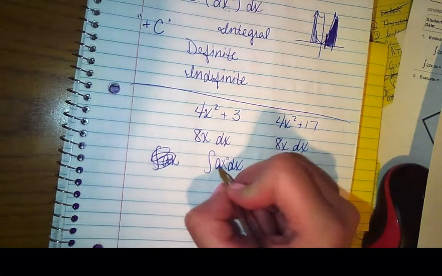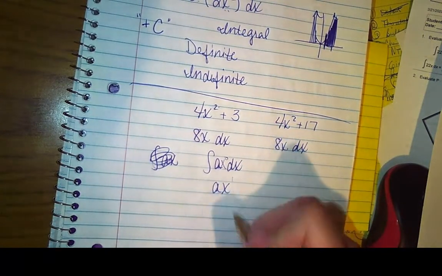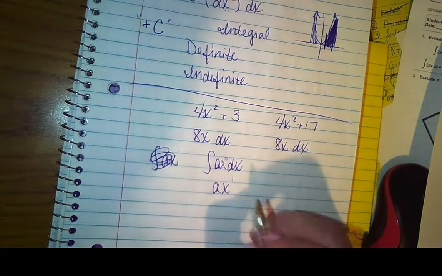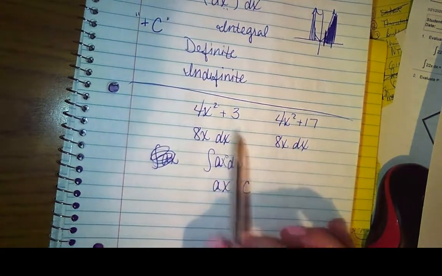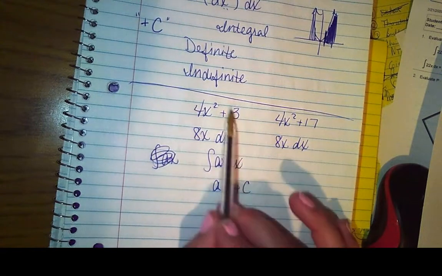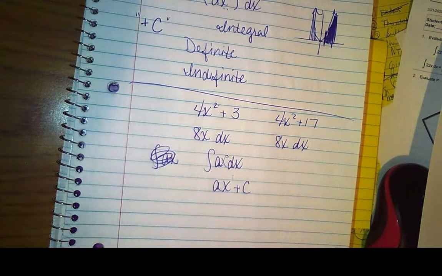So this constant is going to come along for the ride, and then this will become an x to the first over 1, which I'm too lazy to write. And then I put a plus capital C, or a plus big C, to say there could have been a constant there when I differentiated, and we'll resolve that later. But for right now, that's what we're going to do.